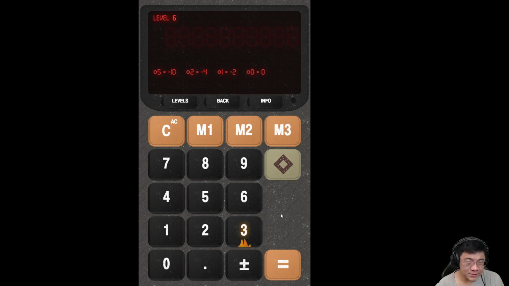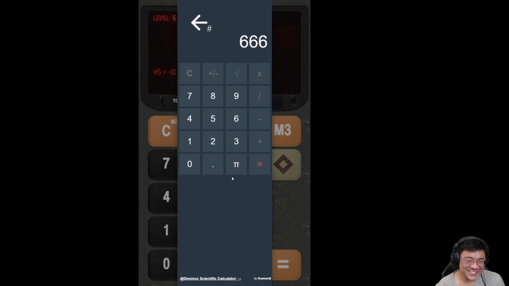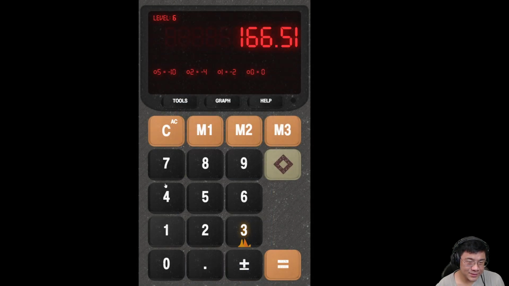No, because that's 444. Then that's 888. You're right. This is why I use the real calculator. Hold on, we'll get the real calculator. 666. What do we need? A quarter times 0.5. Yeah, 166.5. There you go.